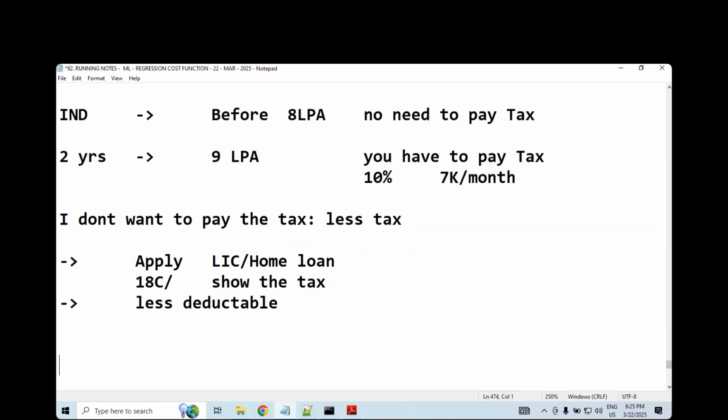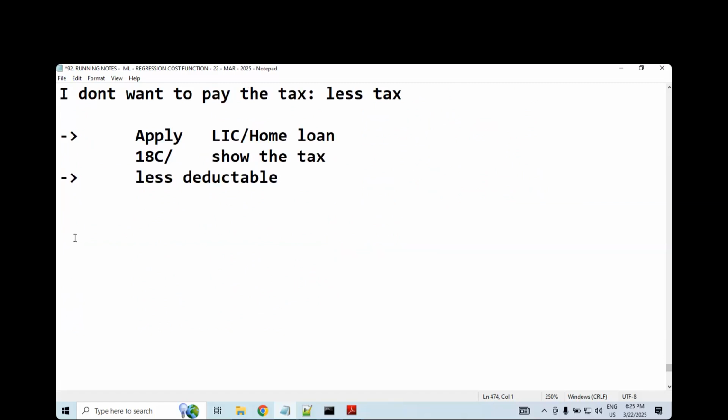Now let me tell you, sir, if you are crossing 20 LPA, you have to pay 20% tax. Frankly speaking, you have to pay more than that, and that is my personal salary also. I'm not revealing my salary.